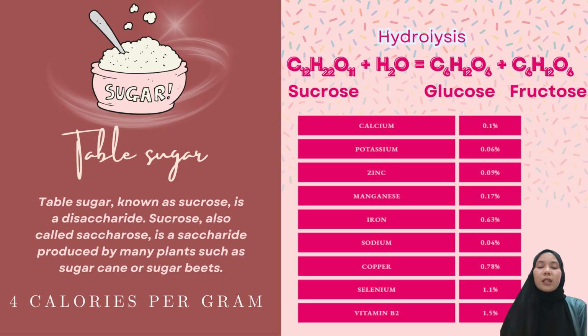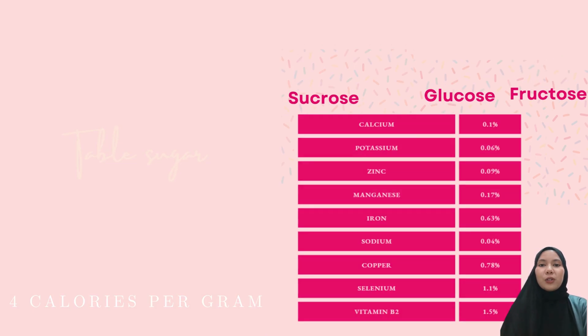The product contains several essential minerals and vitamins, including calcium 0.1%, potassium 0.06%, zinc 0.09%, manganese 0.70%, iron 0.63%, sodium 0.0%, copper 0.78%, selenium 1.0%, and vitamin B2 1.5%. Among these, vitamin B2 and selenium are present in the highest percentages, indicating their significant contribution to the overall nutrition.